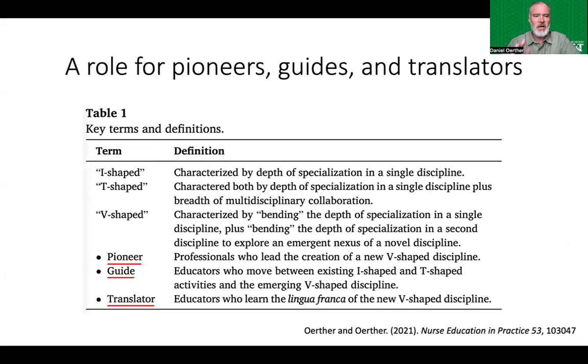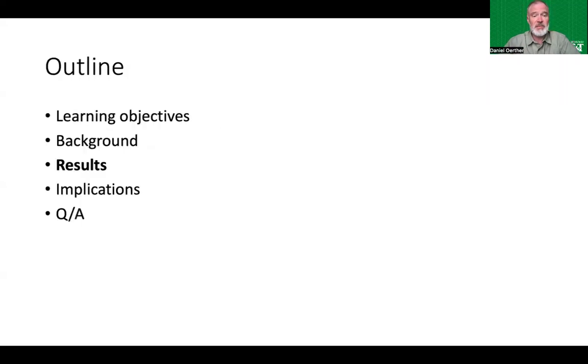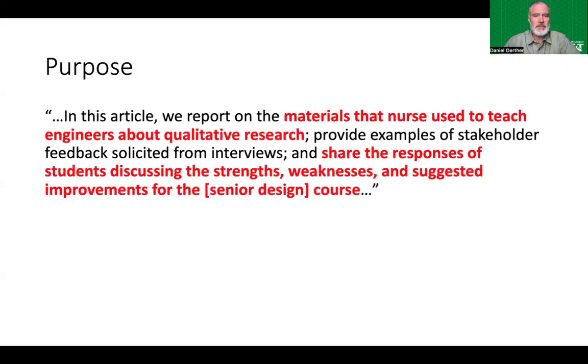And what we're focused on, the I, the T, the V shape, is this idea of pioneers, guides, and translators. How do we develop the interface between these professions? What does it look like to help guide people in this space? And today, an example of a translator, somebody who actually is moving between one to the other to try to create the V-shaped discipline. So what are some of our results?